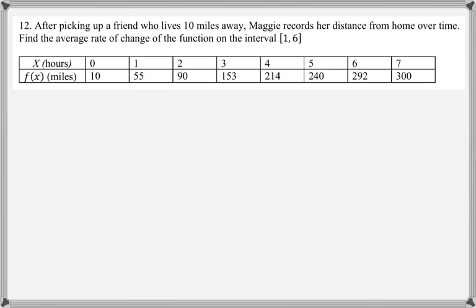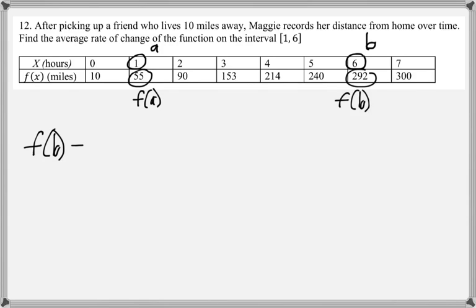Here we're using tables. So my a is going to be 1, and my b is going to be 6. So with tables, your f of a is just the corresponding y value, or f of x value. So this is f of a, and this is f of b. And again, I want to use the average rate of change formula, which is f of b minus f of a all over b minus a.